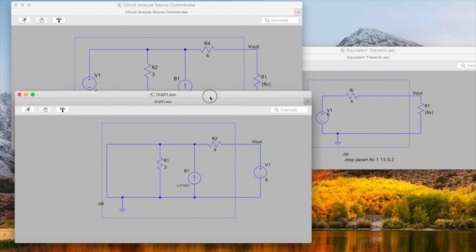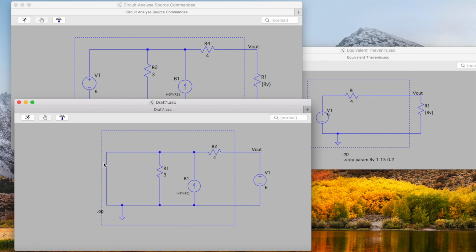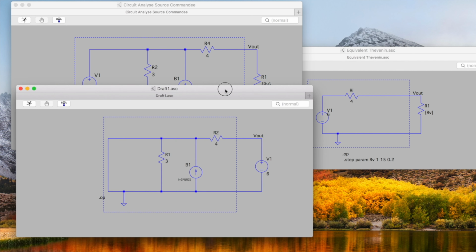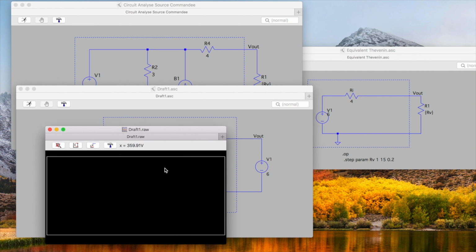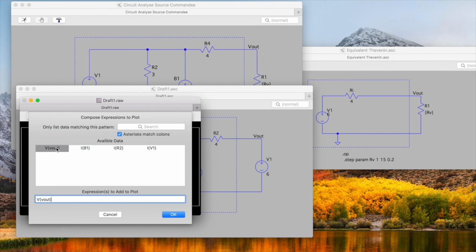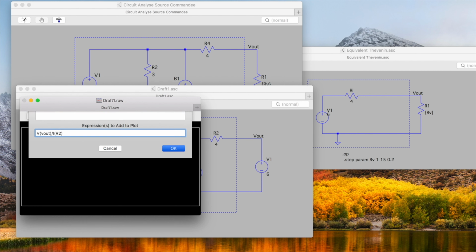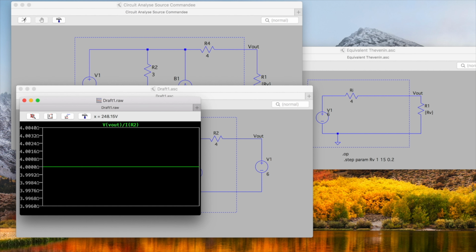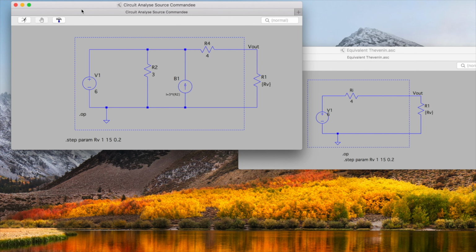I have drawn the circuit here again and I replaced the independent voltage source with a short circuit. At the input, I put a voltage source. So we will measure the voltage, so Vout, and divide it by the current in this input branch, so I in resistor R2. We obtain that the equivalent Thevenin resistance is 4 ohms.